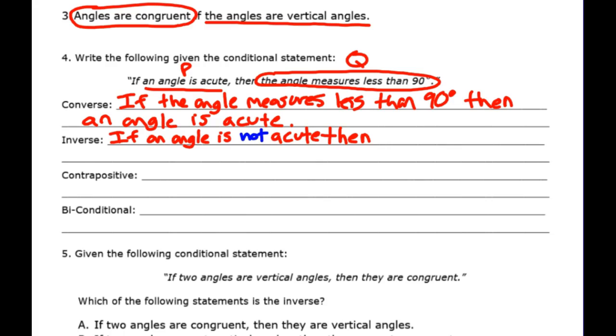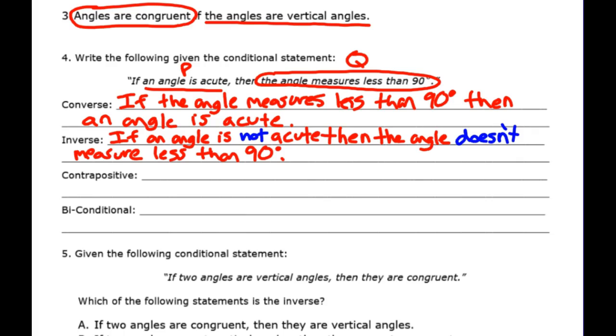So my second part, my conclusion, the angle measures less than 90 degrees, is going to be the angle doesn't measure less than 90 degrees. Something like that, where you're giving me the sentence as an opposite. If an angle is not acute, then the angle does not measure less than 90.